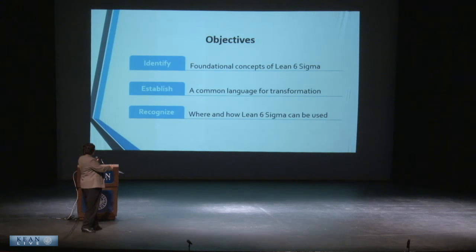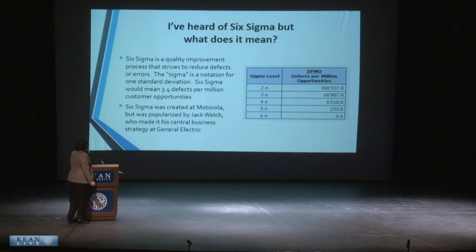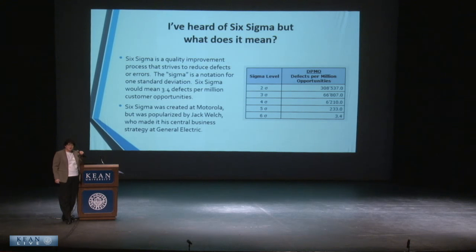All right. How many people know what a sigma is? Okay, a handful. Who wants to give a shout out at what a sigma is? Right, it's a standard deviation, and it's one standard deviation. One standard deviation, or 2 standard deviations, is approximately 308 defects per million opportunities.